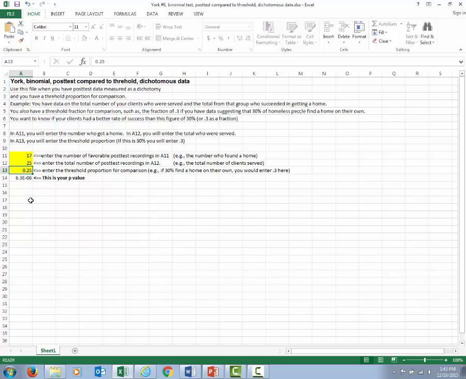And here we find that the number is 6.3 E-06. When you see an E-06, that means you move the decimal place 6 points to your left. So instead of 6.3, it is 0.0000063. So this is statistically significant because it's much less than 0.05. I hope this will help in using this particular file.